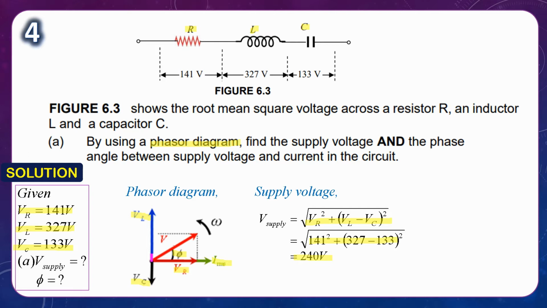So we get the supply voltage equal to 240 volt. For the phase angle between the supply voltage and the current in the circuit, which is phi, we use the equation tan phi equals VL minus VC on the y-axis, divided by VR on the x-axis. When we substitute the values, we get the phase angle equal to 54 degrees.